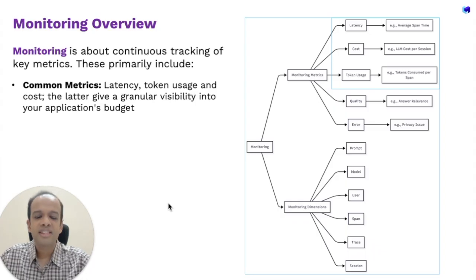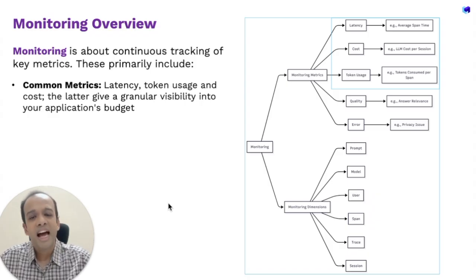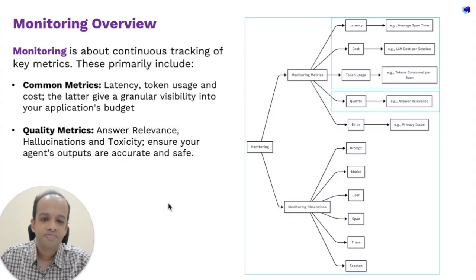In latency, for example, you can track end-to-end request latency or time to first token or inter-token latency. And we will explore them in detail in the next slide. All of these metrics give you granular visibility into your application's health and budget.